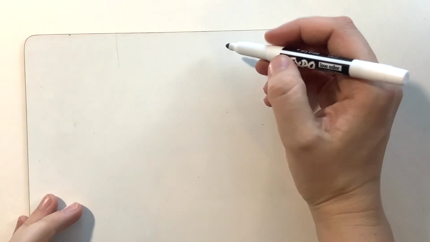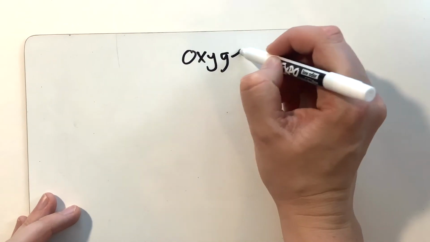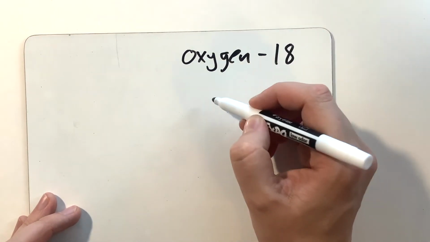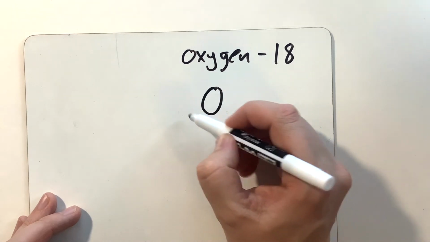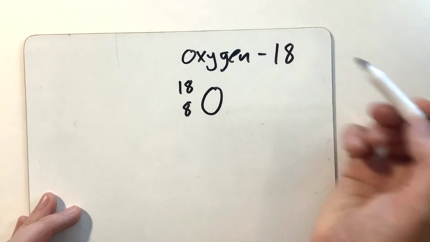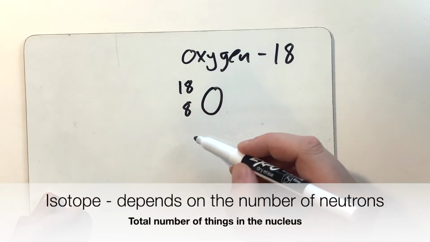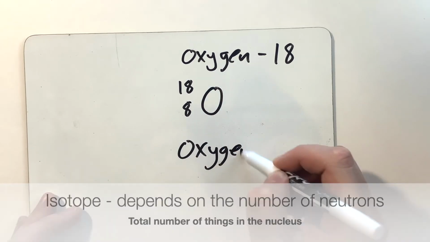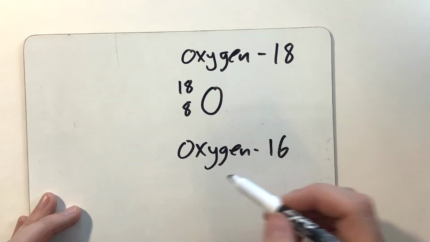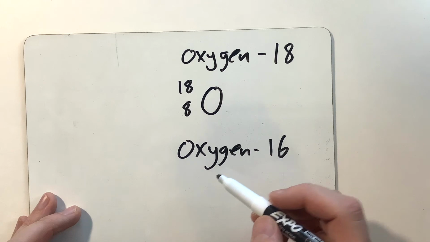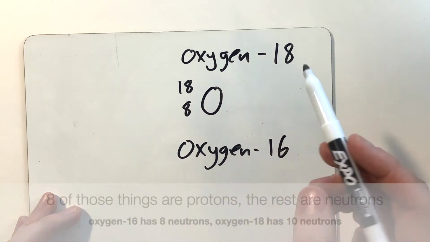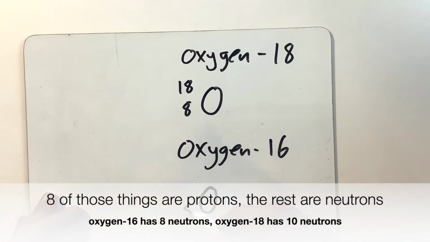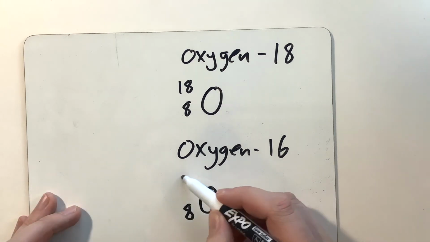So my isotope that I made will be oxygen 18, or I would write it O-18 with an 8 at the bottom. That's the isotope I've created. Before, I was working with oxygen 16. When there were 16 things in the nucleus, it was oxygen 16. When there are 18 things in the nucleus, it's oxygen 18. And for it to be oxygen, it always has to have 8 protons.